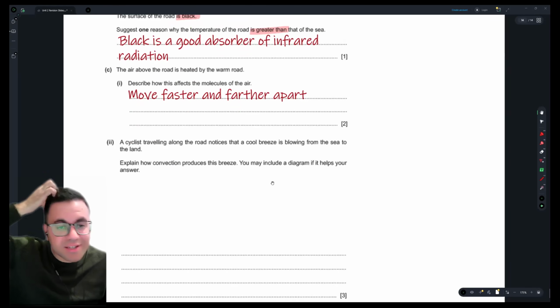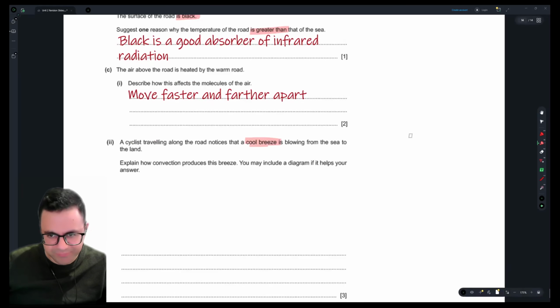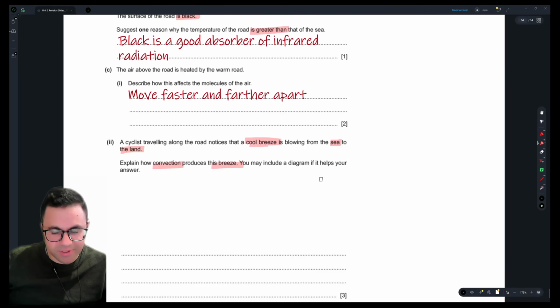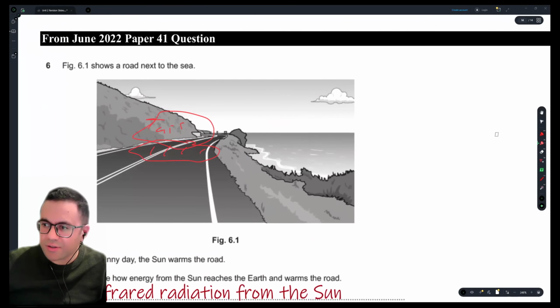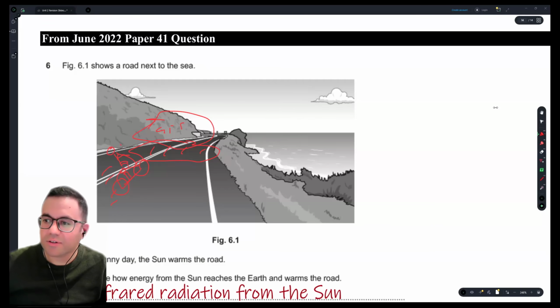Finally, a cyclist is traveling along the road and notices that there is a cool breeze blowing in from the sea to the land. Explain how convection produces this breeze. You may include the diagram if it helps your answer. We don't really need the diagram, but I'm going to sketch what's going on up here. Let's say this is you, the cyclist, on your bike or scooter or something, like you're going to sit on this thing over here. And you're zooming through. But then you feel a nice, cool breeze.